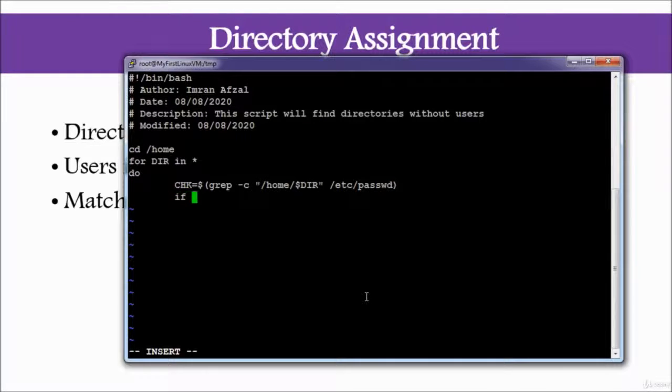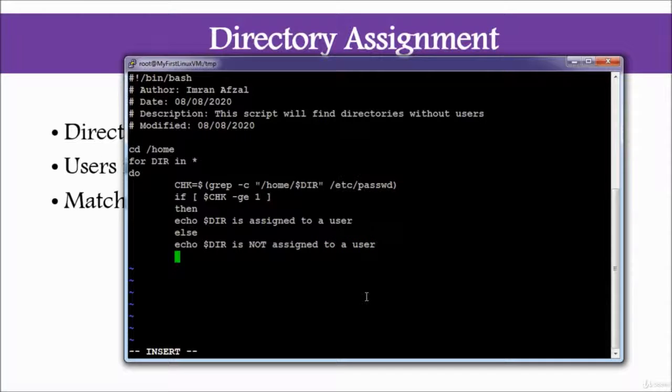Let me write the script and I will explain it once more. If chk is greater than or equal to 1, then echo, you don't have to put a message if you don't want to, sometimes I do, sometimes I don't, it really doesn't matter, directory is assigned to a user. Else, echo directory is not assigned to a user. Then fi and done. Okay, this is the script I wrote.